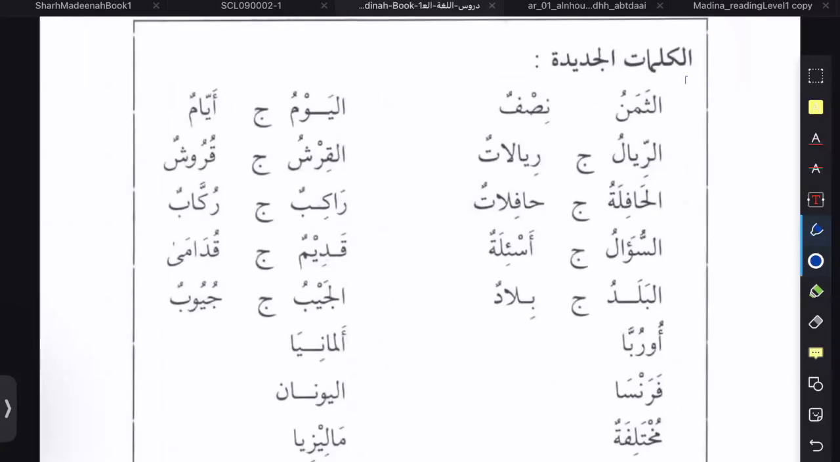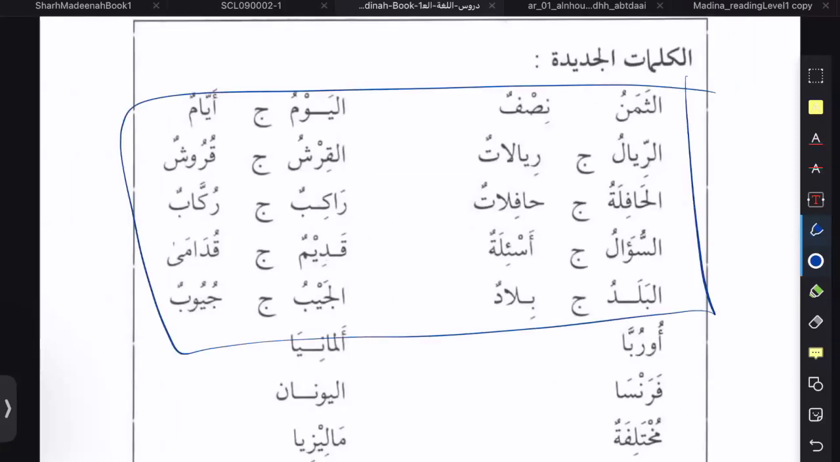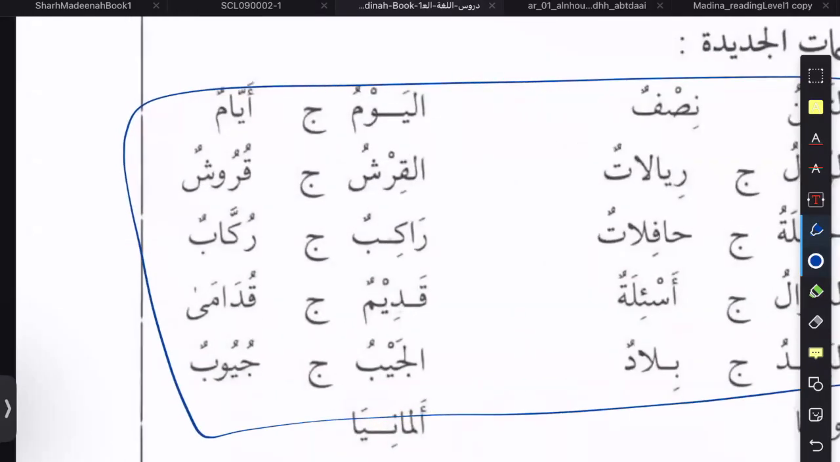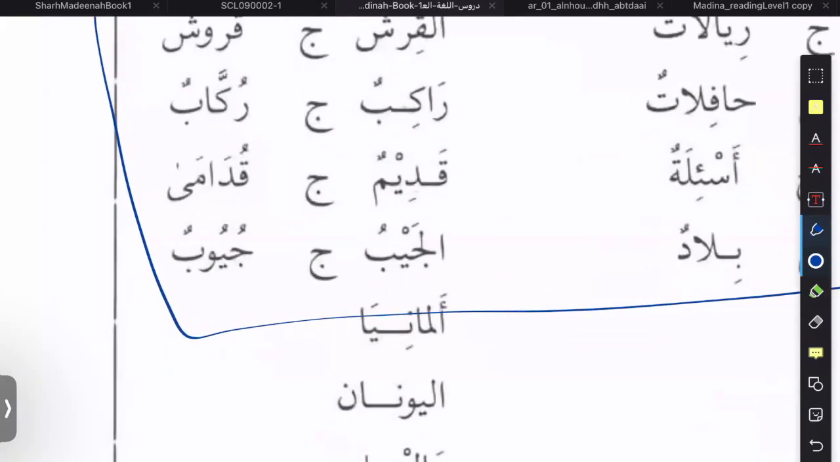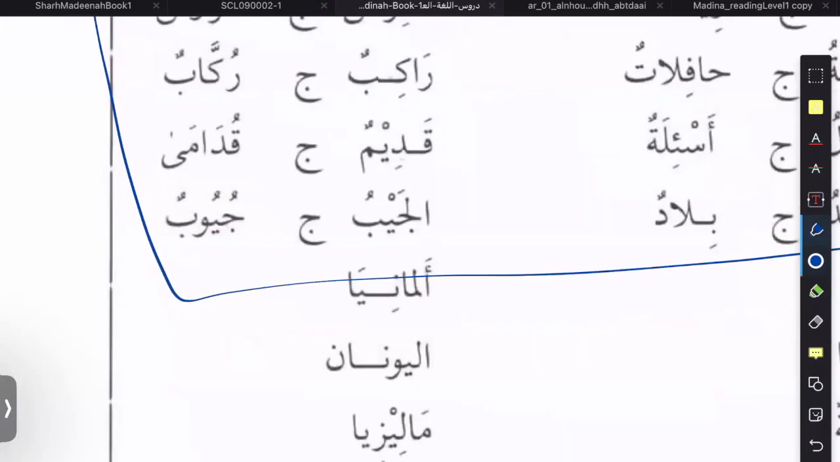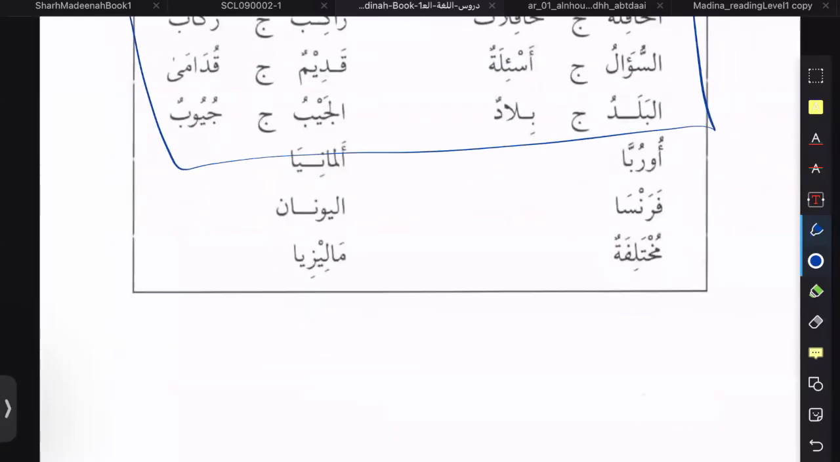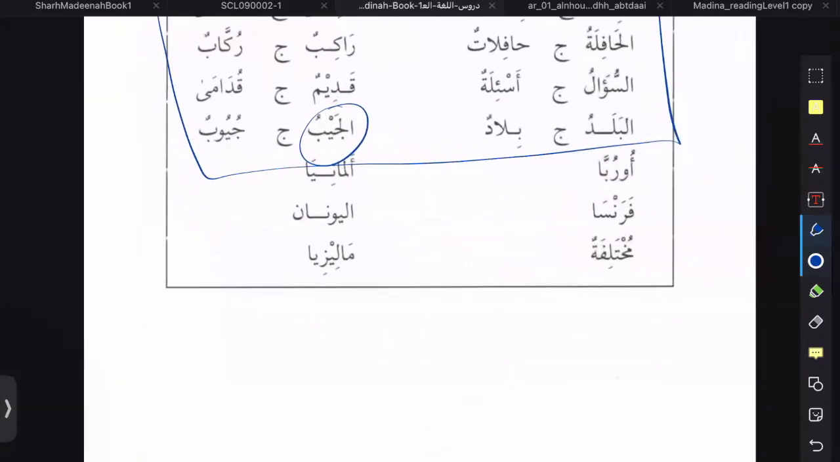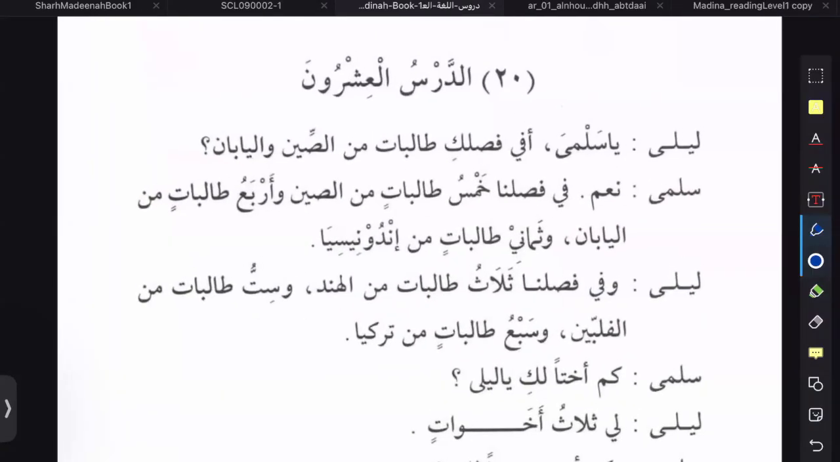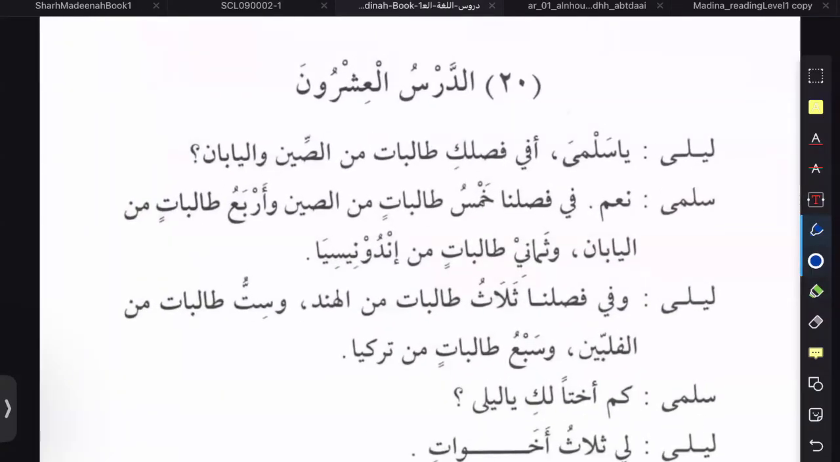Here you have more plurals, because remember what I mentioned to you, the plurals you have to learn separately. So it's not easy just to add s or es, just like in English. So you have to memorize them. Yom, ayyam, rakib, rukkab, qadim, qudama. So it's not easy. You have to memorize them. What is jaib? Jaib is pocket.